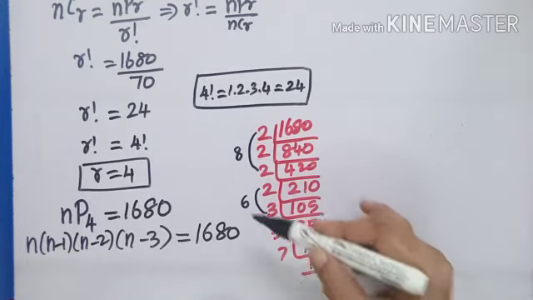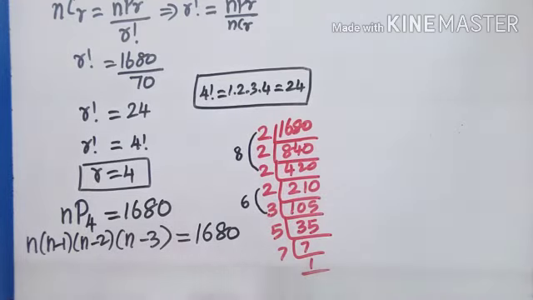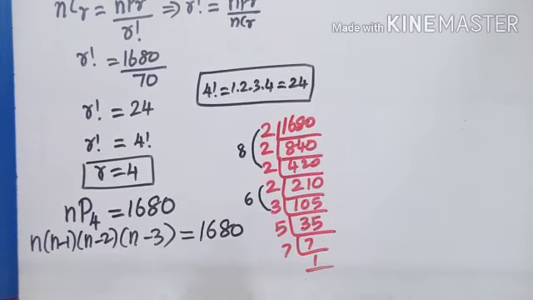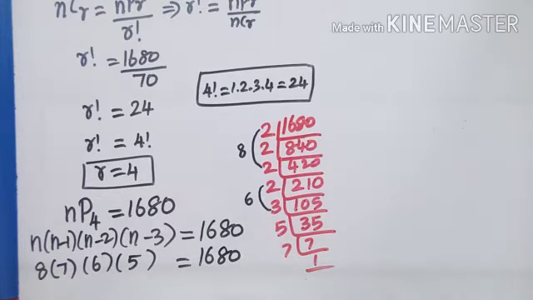8, 7, 6, 5. So how will I write this 1680? I can write it as 8 into 7 into 6 into 5. That is 1680. Compare. What is n? 8 I have written. What is n minus 1? 8 minus 1, 7. Correct. n minus 2, 8 minus 2, 6. Correct. n minus 3, 8 minus 3, that is 5. So every number suits it correctly. I can give out the answer n is equal to 8.